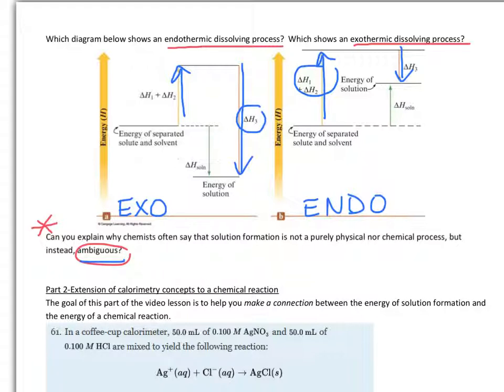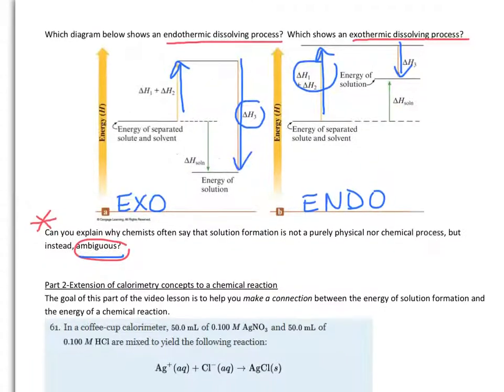But at the same time, we know that a solution formation is simply the formation of a mixture. We don't have a new chemical substance being formed here. We can physically separate this mixture back out into its original components. So since it shares some characteristics in common with a chemical reaction and others with a physical change, we term this as an ambiguous process.